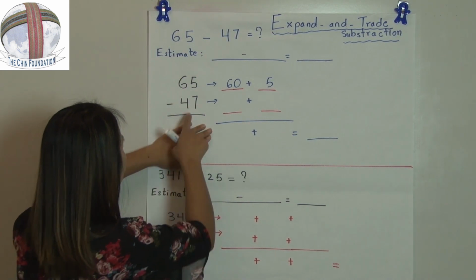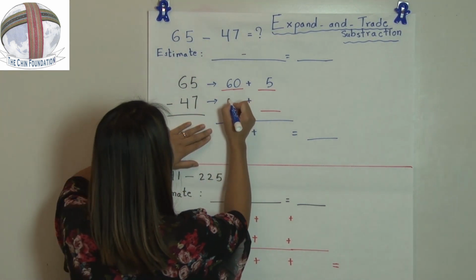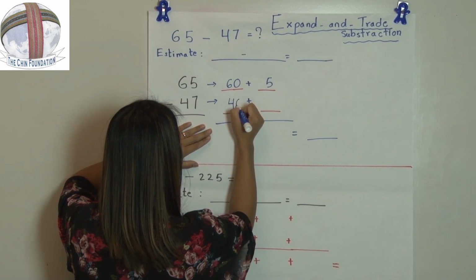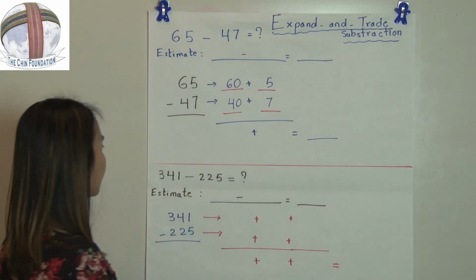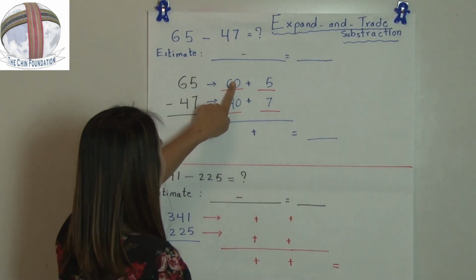Okay. What's the colon here? 47 is 40 plus 7.